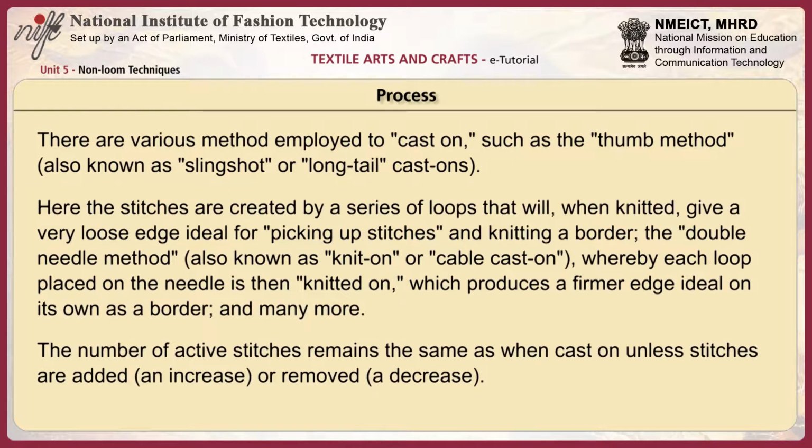There are various methods employed to cast on, such as the thumb method, also known as slingshot or long-tail cast-ons. Here, the stitches are created by a series of loops that will, when knitted, give a very loose edge ideal for picking up stitches and knitting a border. The double needle method, also known as knit-on or cable cast-on, whereby each loop placed on the needle is then knitted on, produces a firmer edge ideal on its own as a border, and many more. The number of active stitches remains the same as when cast on unless stitches are added, an increase, or removed, that is a decrease.